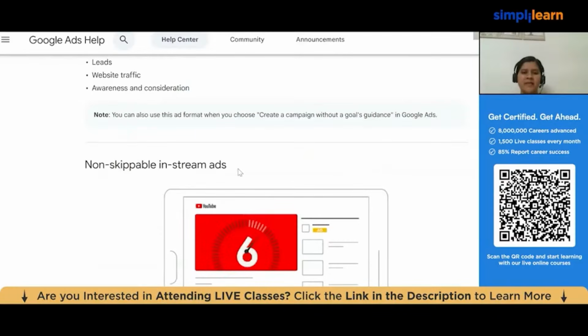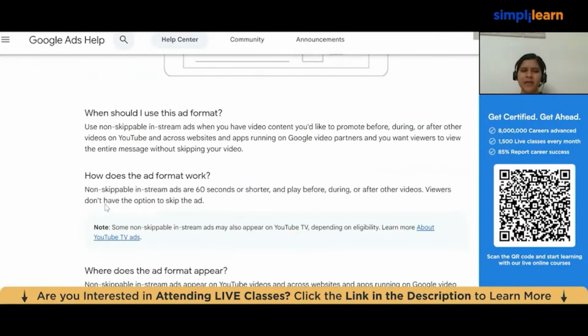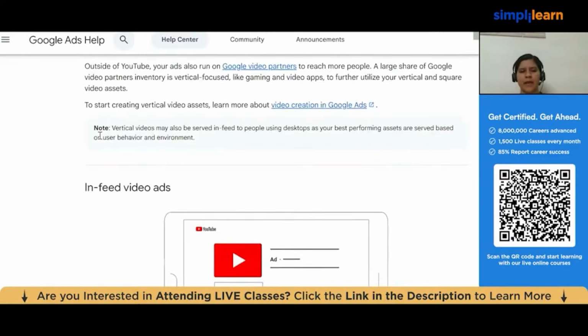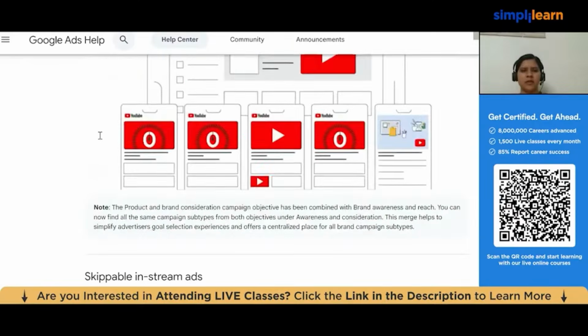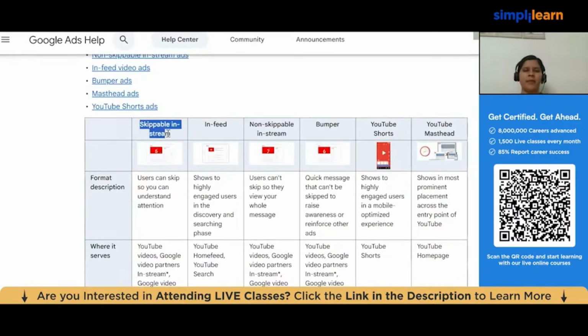Then you have the non-skippable in-stream ad. The name says that you can't skip this ad. For at least 15 seconds, you won't be able to skip it. It's a longer video, and you'll have to watch it for at least 15 seconds. Similar to this, there's one more ad called a bumper ad. Here in the table, let me show you. The skippable ad will appear within the video. Your non-skippable and bumper ads also appear within the video. The only difference is these two you can't skip, and this one you can skip.